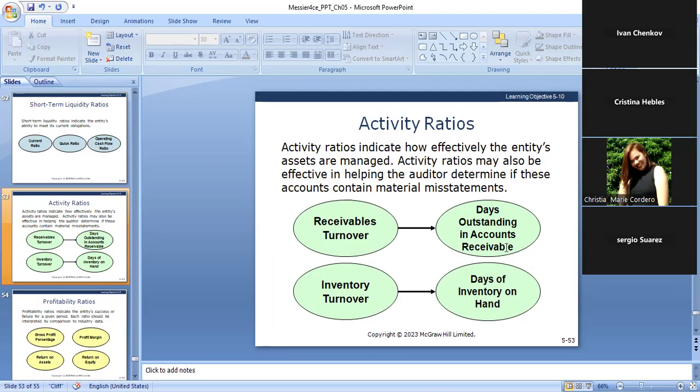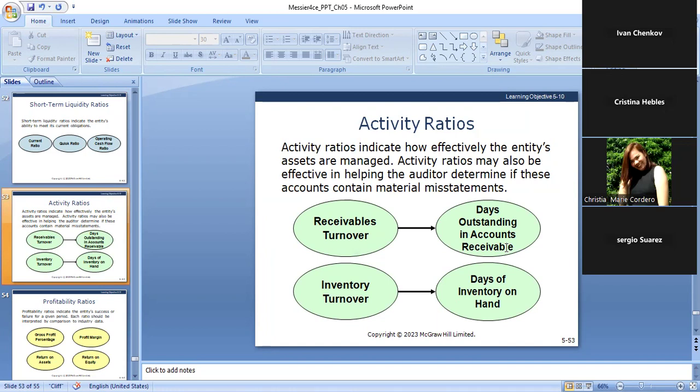Now, for receivable turnover, we get it through credit sales divided by average accounts receivable, and inventory turnover is cost of goods sold divided by average inventory. That's clear. But for the days outstanding, once we have the turnover, it becomes our denominator, and our numerator will be 365, which is the days of the year.